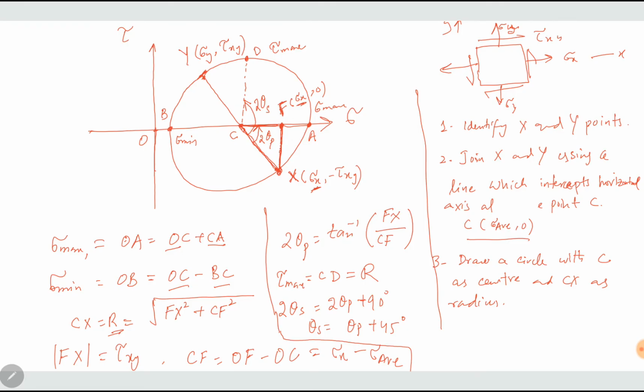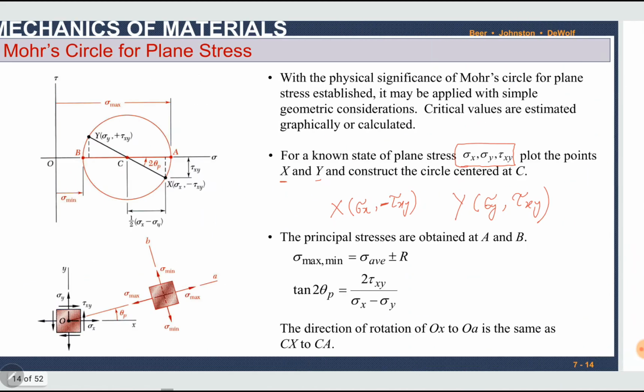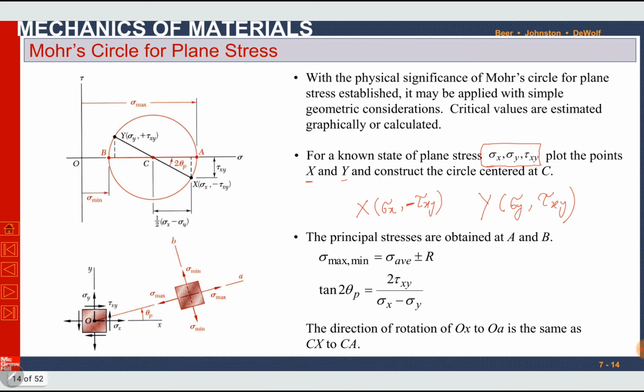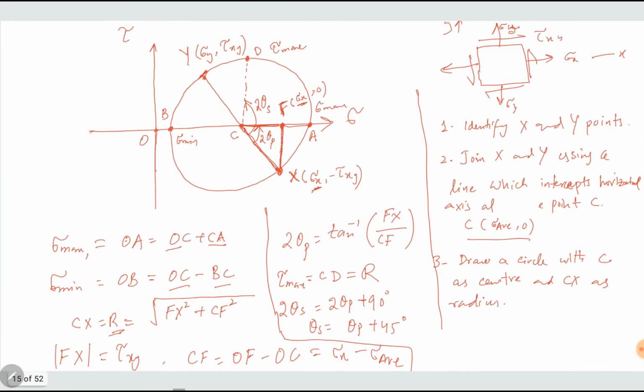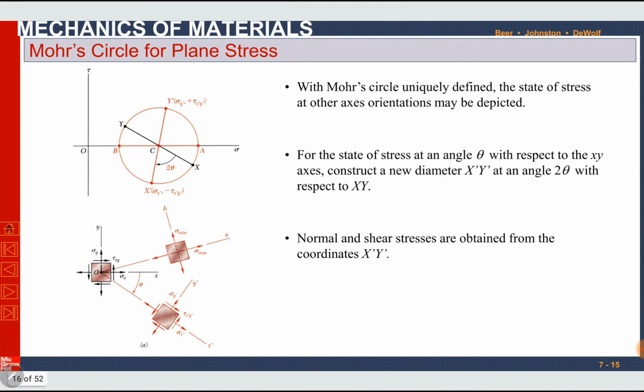So now we can use Mohr circle to calculate all kinds of principal stresses, maximum shear stress, principal plane and maximum shear stress plane. Okay, and then we can plot these elements as well. So we will use this theory. Okay, what more we can do with it?